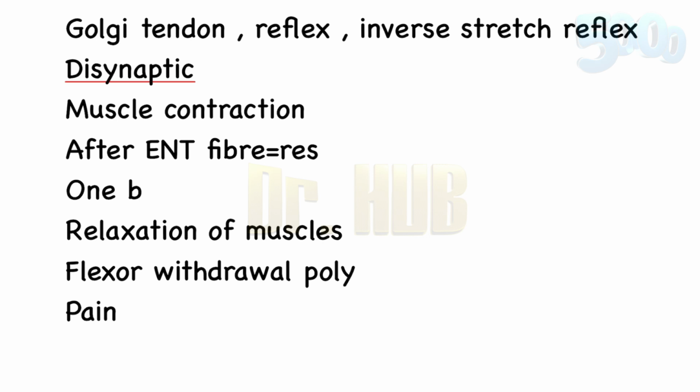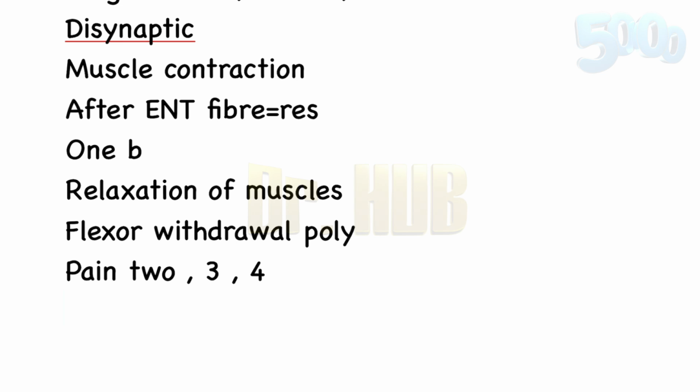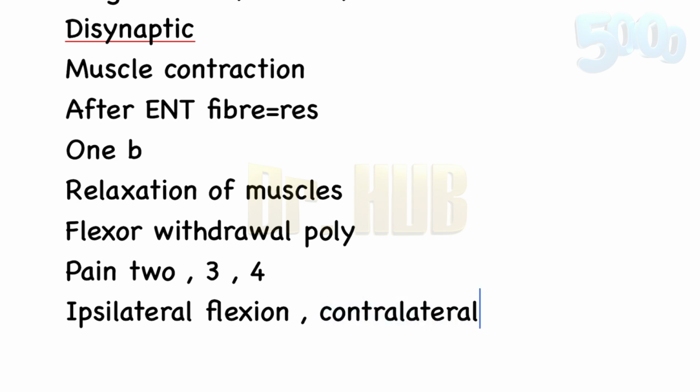So the afferent fibers here, since it's polysynaptic, there are many fibers. The afferent fibers include 2, 3, as well as 4. So all these afferent fibers are present. Now looking at the response. So what is the response? The response includes the ipsilateral flexion. Then it includes the contralateral extension as well.